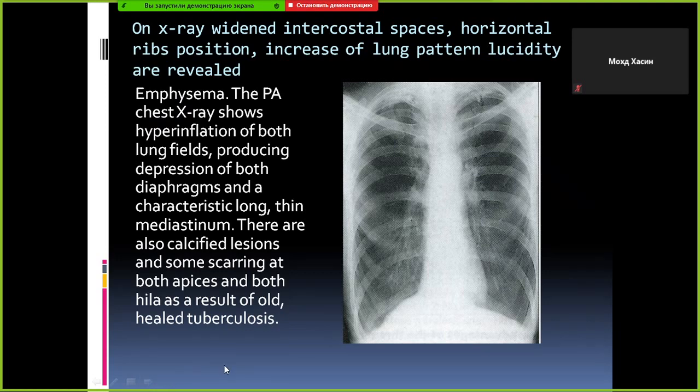X-ray may help us to detect lung emphysema. We will see widened intercostal spaces, like in this example, horizontal rib position, and increased lung pattern lucidity will also be detected.